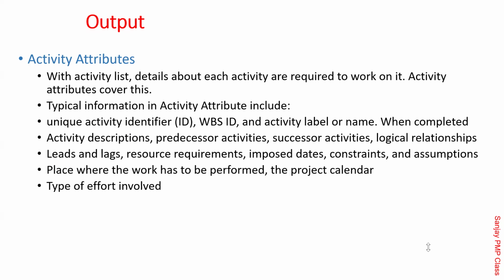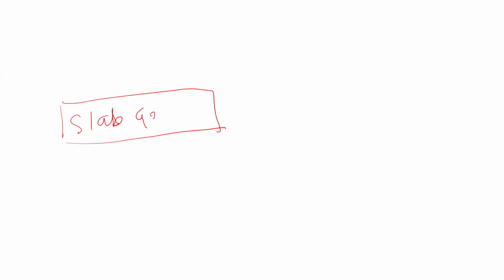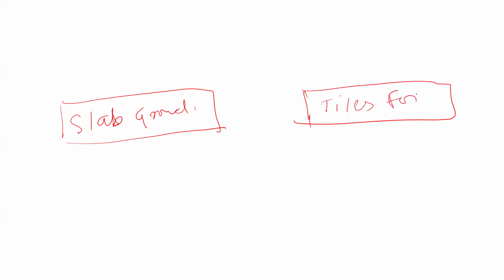Now, remember this concept called leads and lags. What is leads and lag? Leads and lags is an intentional time gap or intentional overlap between the activities. Now, what does it mean? As you would know, when there is civil construction work, when you put a slab for the ground floor, this is the activity called slab for ground floor. And then the successor activity here is called tiles for the terrace.